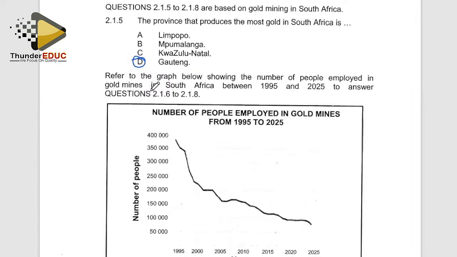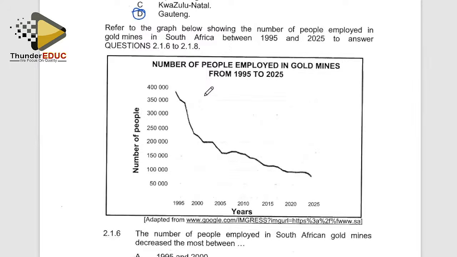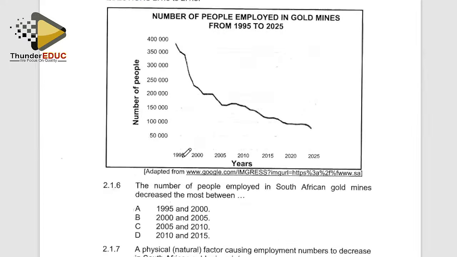Refer to the graph below showing the number of people employed in gold mines in South Africa between 1995 and 2025. Right. So we are seeing the trend. In 1995, our figures are close to 400,000 people. And by 2025, we have less than 100,000 people.